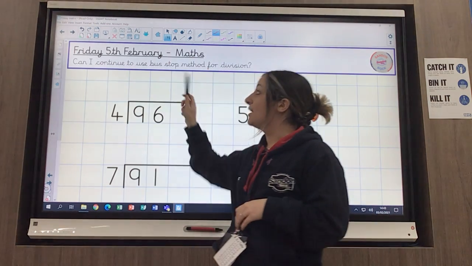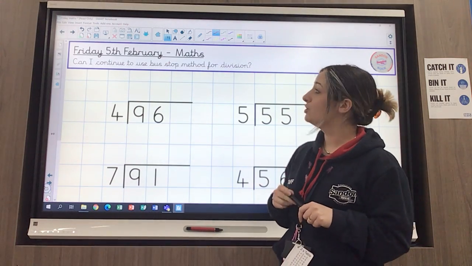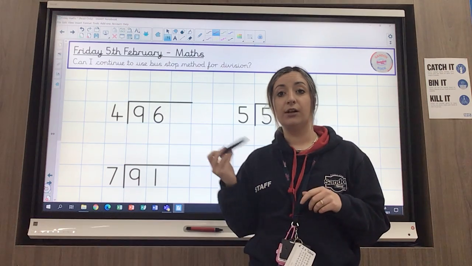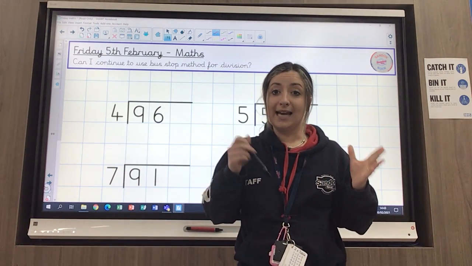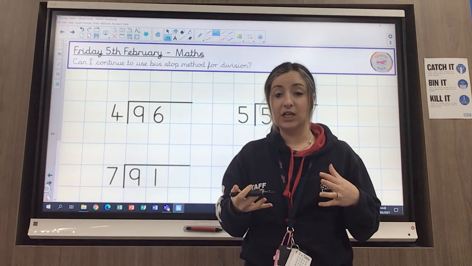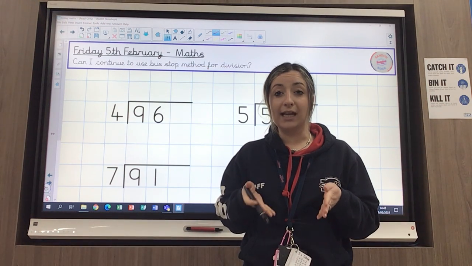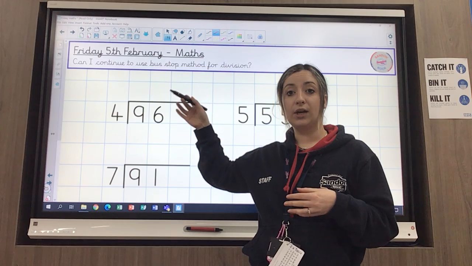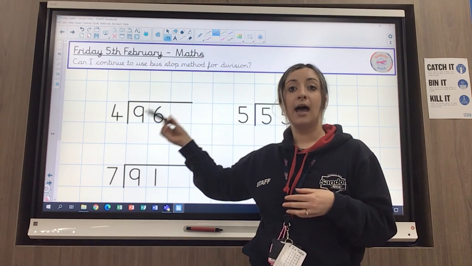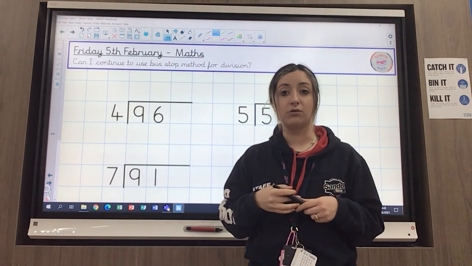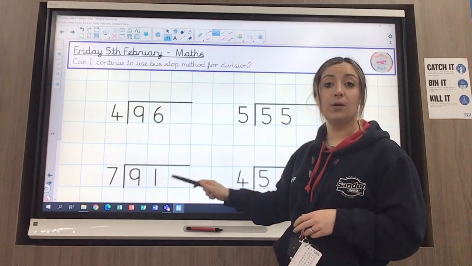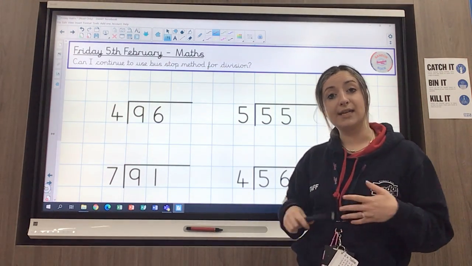So today's learning question is, can I continue to use the bus stop method for division? So we were using it yesterday. I was introducing the method yesterday. Today we're going to really have a look at that method and we're going to spot how we can work out these long divisions and have a real concrete understanding of how to solve them. So these are the 4 that I want us to have a look at, and we're going to work through these together.